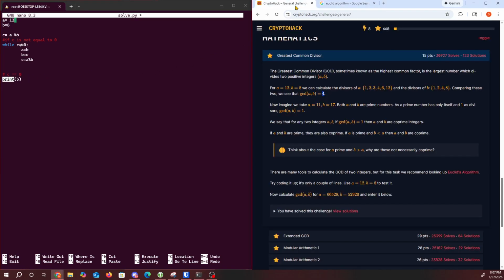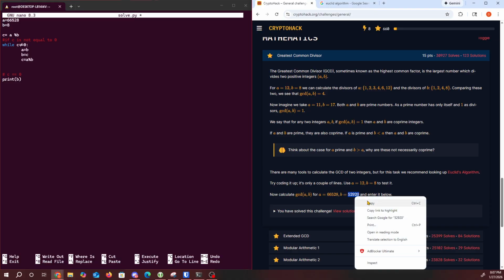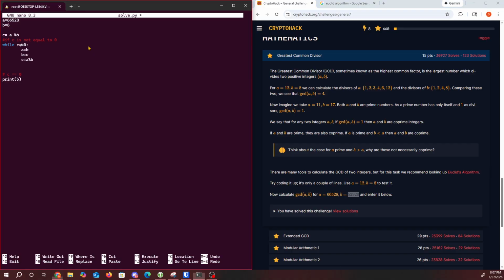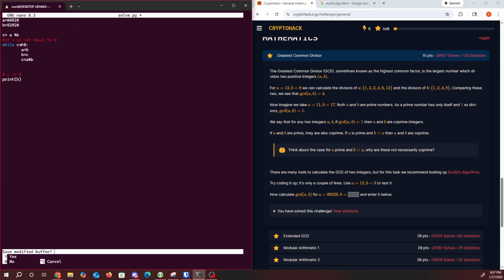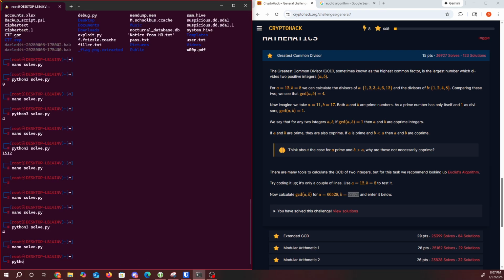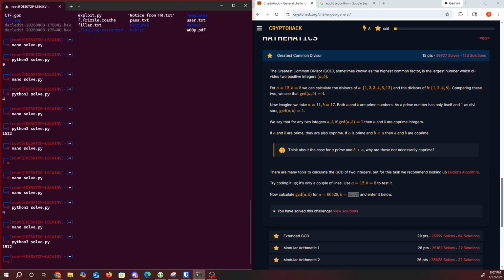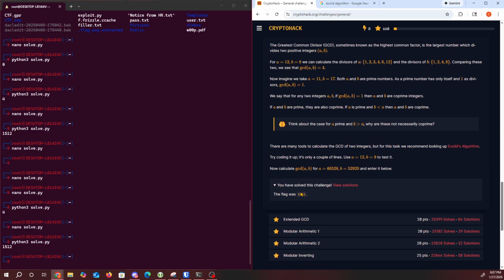So now, what is the challenge asking us to do? It's asking us to look for the GCD between these two numbers, 66,528 and 52,920. So if we go right here and replace 12 with the number they gave us, and replace 8 with 52,920, and now run the code, python3 solve.py, we get 1512. Now we can compare, and we can see the flag was 1512.